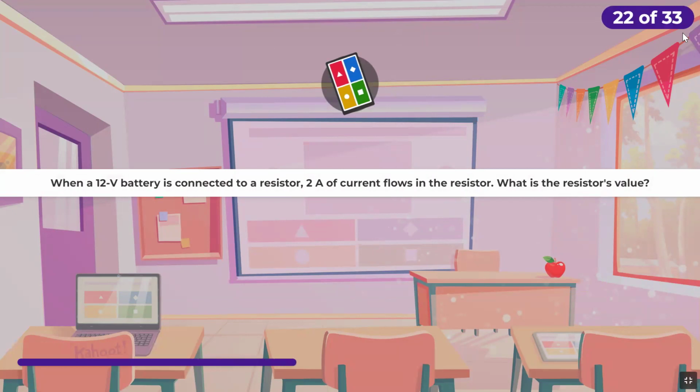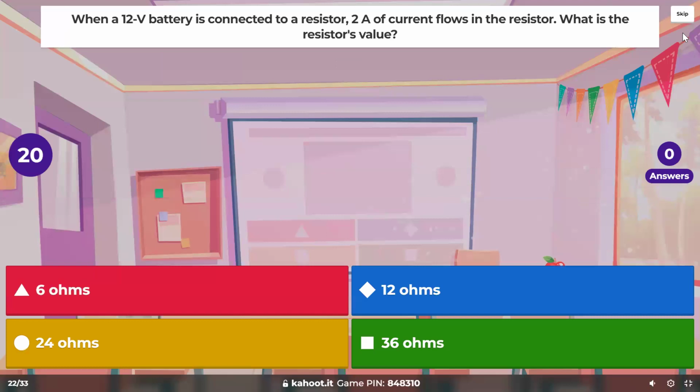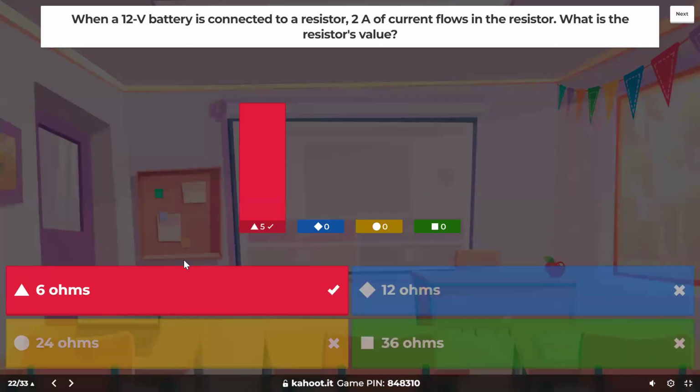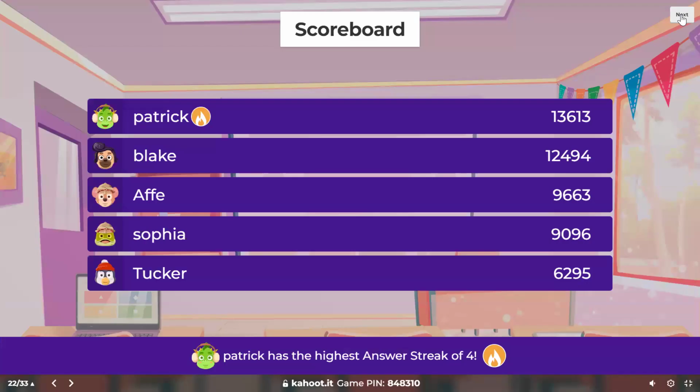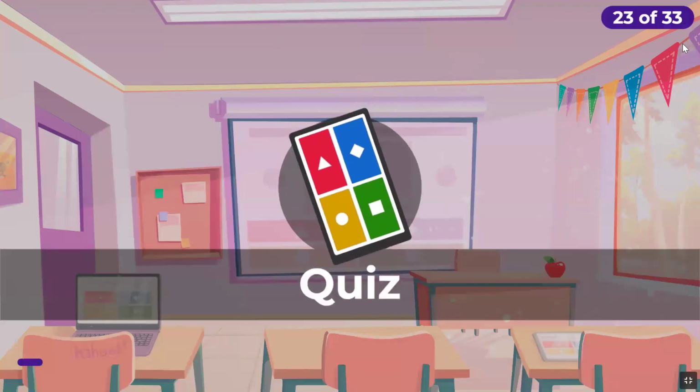A 12-volt battery is connected to a resistor, and 2 amps flows through the resistor. What is the resistance? Sounds like Ohm's law. Can you guys go V equals IR? So R equals V divided by I. Is that 12 volts divided by 2 amps? There you go, Ohm's law. Is everybody looking up at this poster in front of me that says Ohm's law? The next few questions are all related to Ohm's law. Let's see if you guys can navigate Ohm's law. All right, you guys got that one.